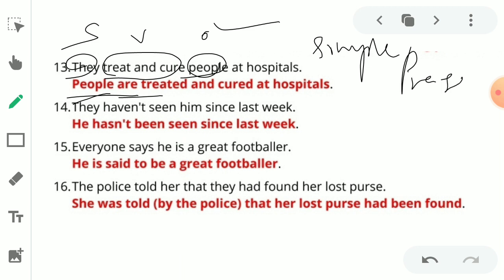Okay, simple present. So you take people are treated and cured. There are two verbs here, treat and cure. So write the V3 form of both, treated and cured at hospitals. Next: They haven't seen him since last week. They is the subject, haven't seen is the verb, him is the object.